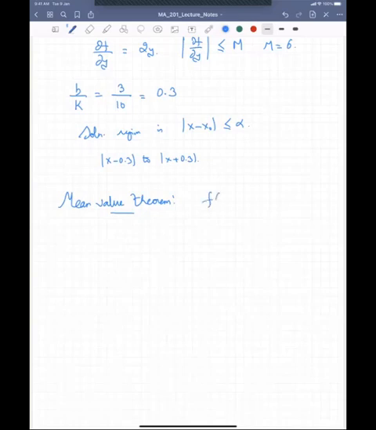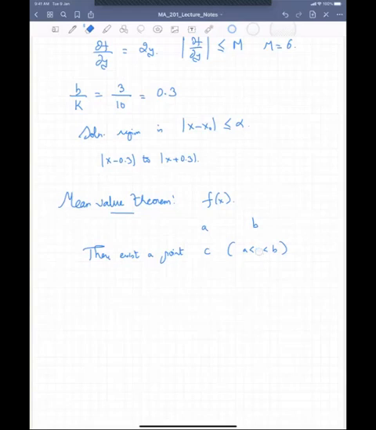So let us say that you have some function f of x, and let us say that there are 2 points A and B. Let us say that this function is perfectly continuous and well behaved in the interval between A and B. Then the mean value theorem says that there exists a point C between A and B such that f of B minus f of A equals, does anyone remember now?